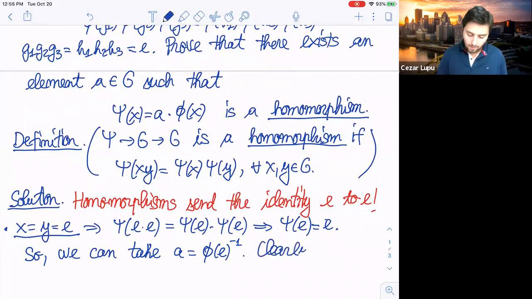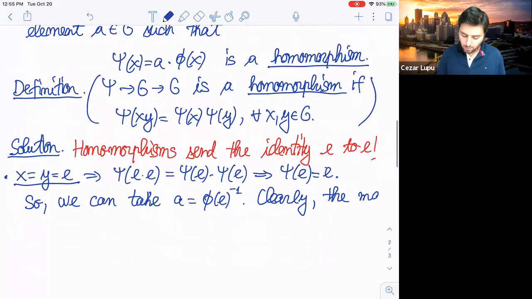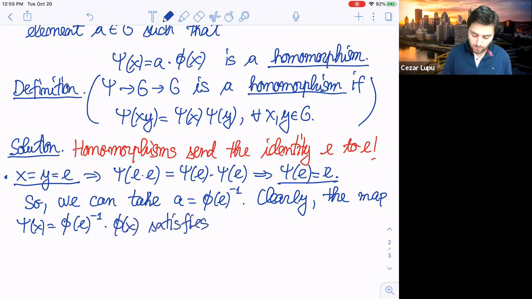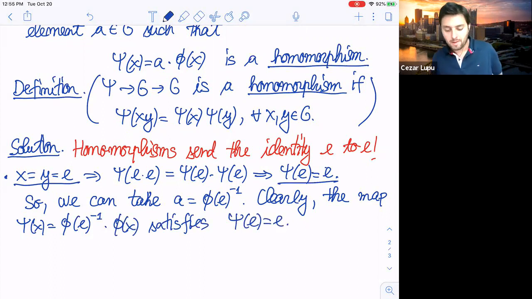And now we have the following. Clearly, the map psi of X, defined in this way, phi inverse of E times phi of X, satisfies this here. So that satisfies psi of E is E. So it sends the identity to the identity. So now we have to show that this is a homomorphism in this way.